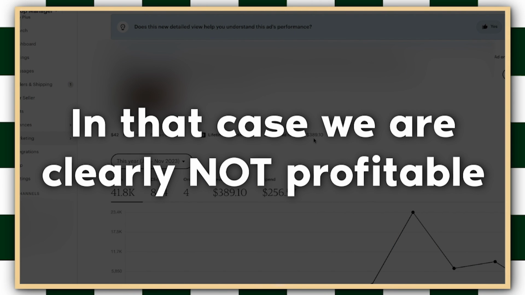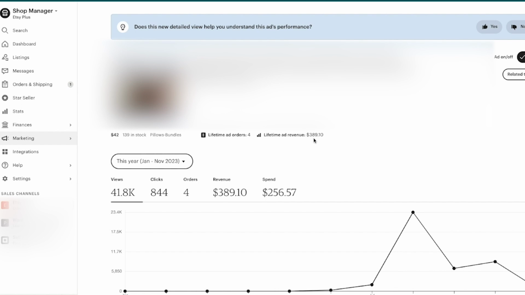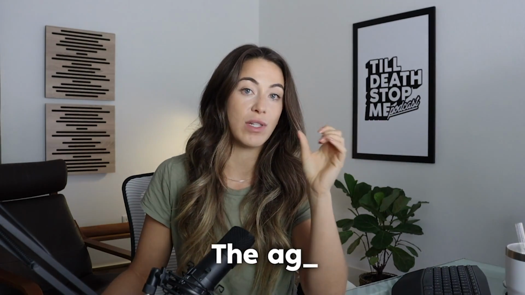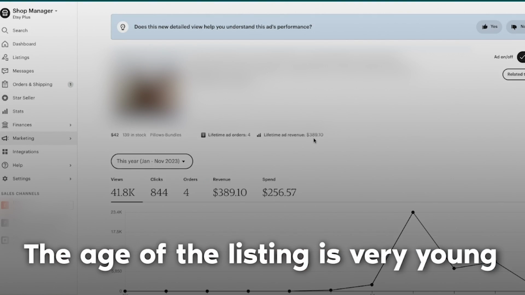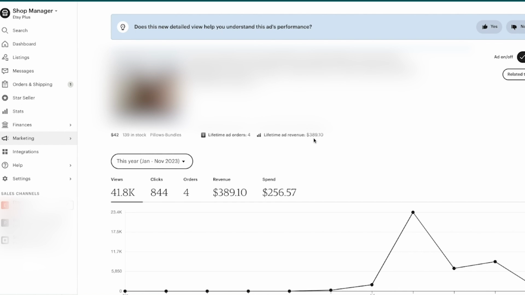Etsy's favoring it for some reason, but it's spending my budget. So I want to pay attention to it because it's spending a lot really fast. At that point, we have to decide, do we want to turn it off? And the variable here is the age of the listing is really young. And we're not profitable, obviously. So in this case scenario, I would investigate even further. And again, the variable here is the age of the listing. How young is the listing?